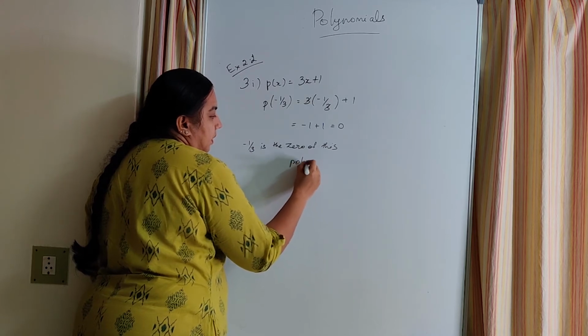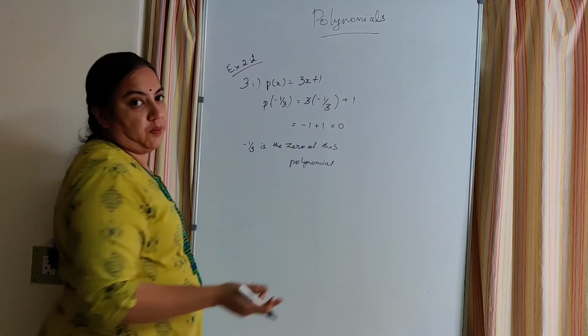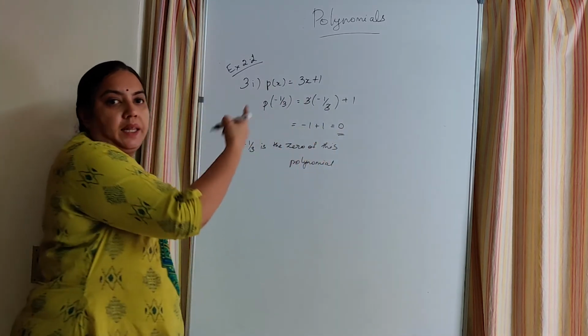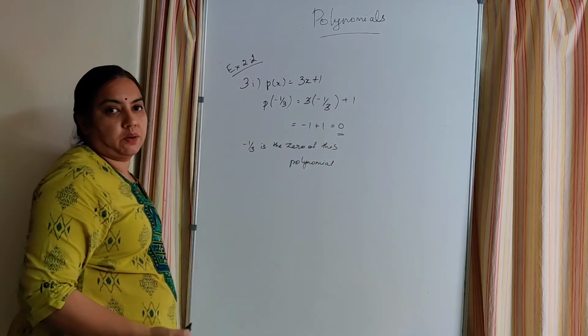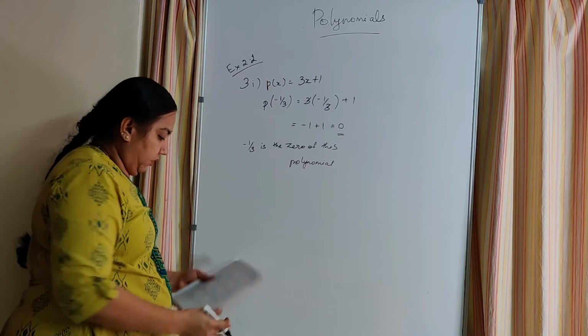Now I think you have got it. What is the meaning of zero of a polynomial? I should get a 0. When I substitute the value in the polynomial, I should end up with a 0. Then it is called the zero of a polynomial. Then going to the second sum.